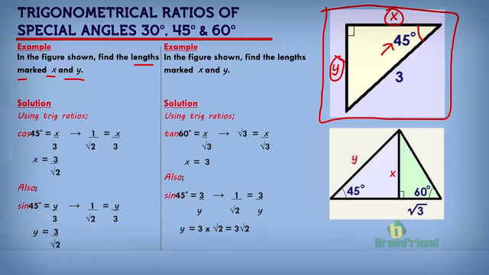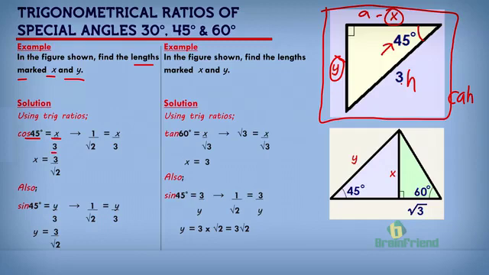Taking x first, let's solve for x. So we have x, which is our adjacent, okay? And we have 3 here, which is our hypotenuse. So we have adjacent and hypotenuse. So, CAH, we'll make use of our cos. We say cos 45 degrees is equal to adjacent over hypotenuse. Adjacent is x, hypotenuse is 3. So we have x over 3.